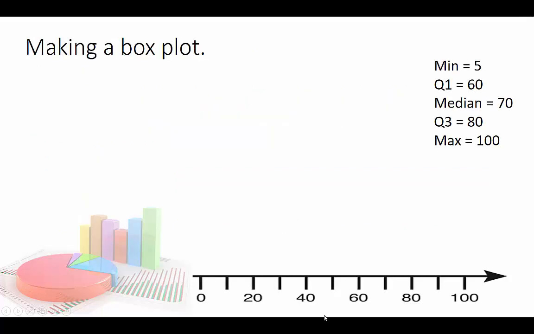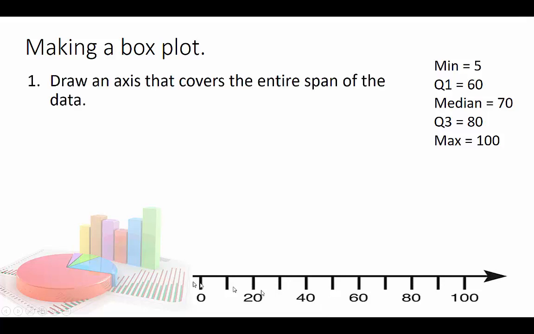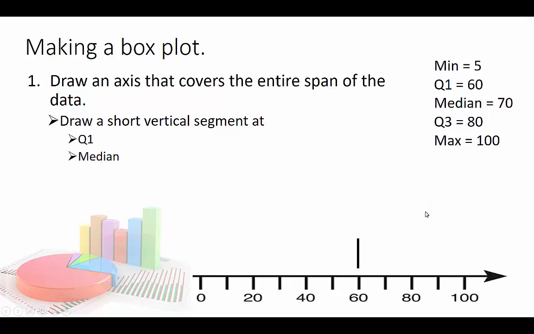The first step for making a box plot is to draw an axis that covers the entire span of data. Since I'm dealing with quiz scores, the lowest possible point is 0, and the highest possible value is 100. Now I'm going to draw a short vertical segment at Q1, which is 60. So there it is. And I'm also going to do the median, 70, and the Q3, which is 80.